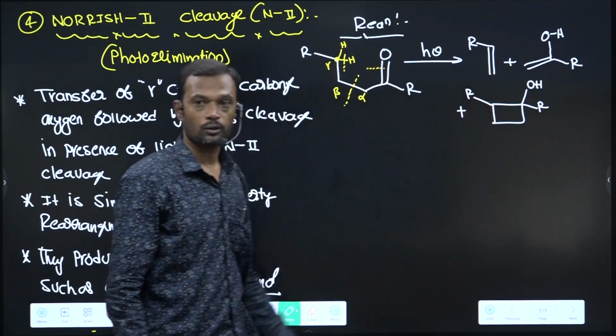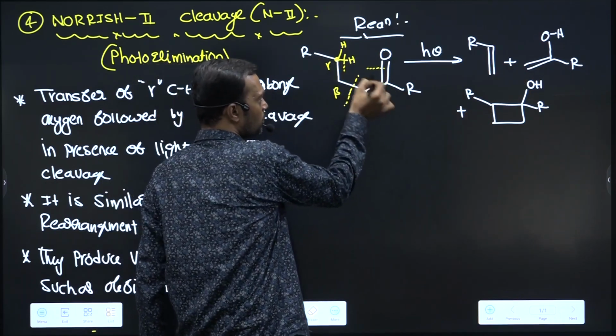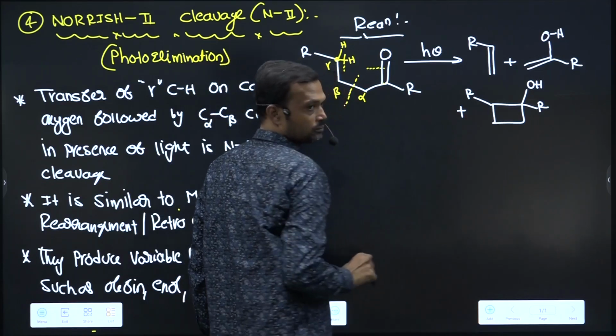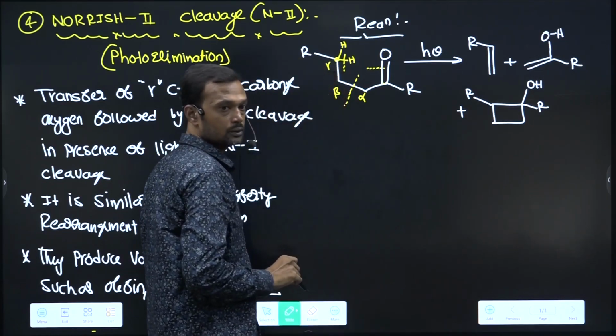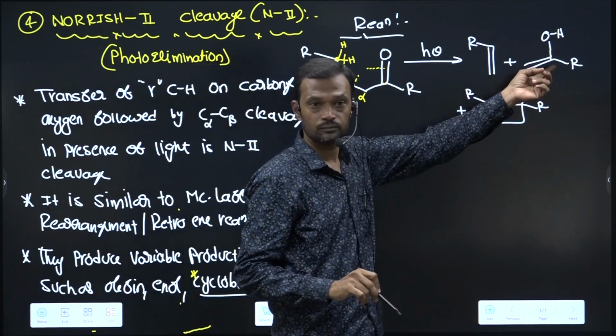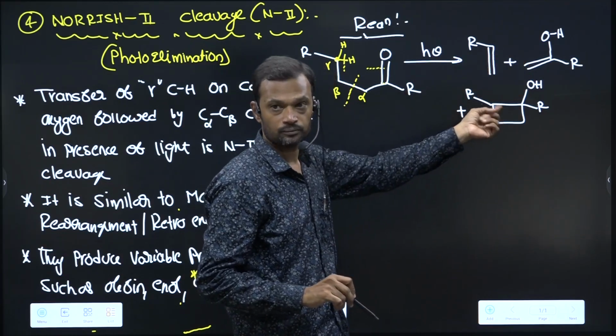Okay, cyclobutanol. See, this is the cleavage product here. This is the cyclization product, not the Norrish II cleavage product. The Norrish II cleavage product is these two only. Okay, this is a cyclization product only.